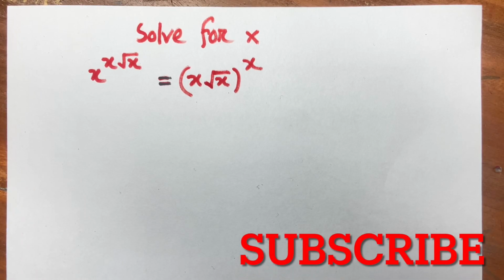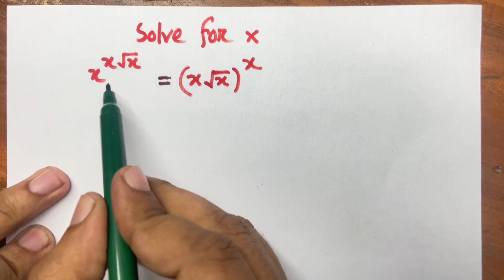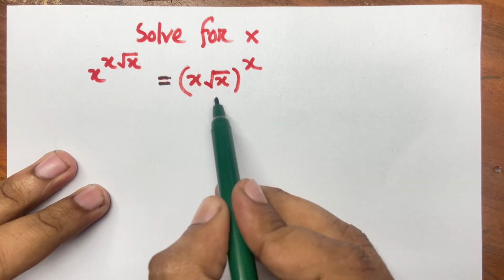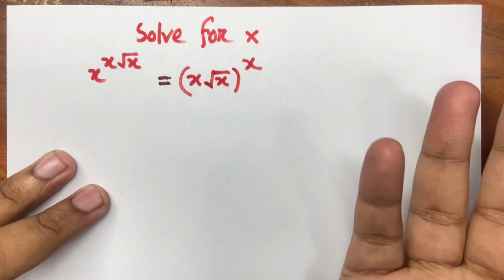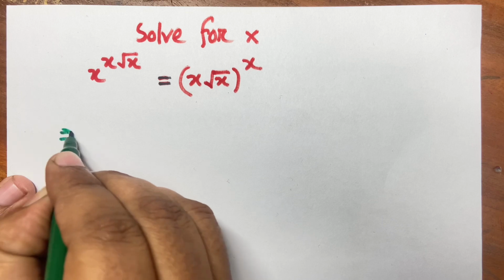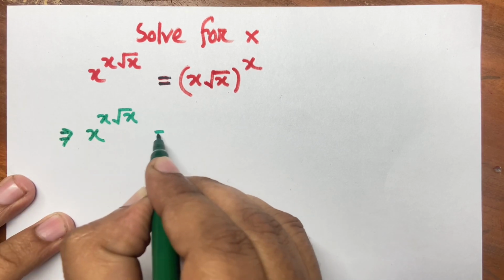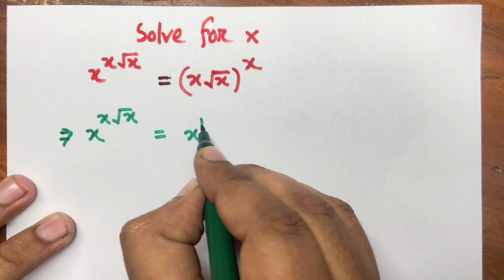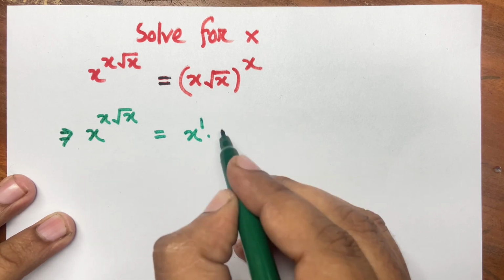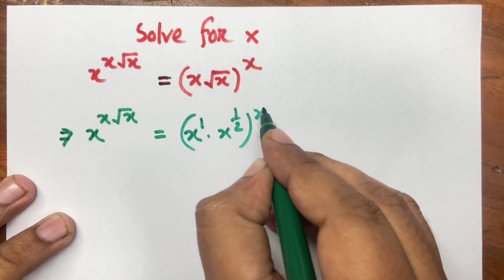Today I solve this problem. Solve for x. This question is x to the power x root over x equal to x root over x power x. So what is the value of x? Now I can start. I can say easily x to the power x root over x equal to x to the power 1. We know that root over x is equal to x to the power half.